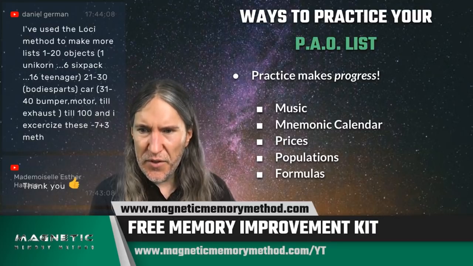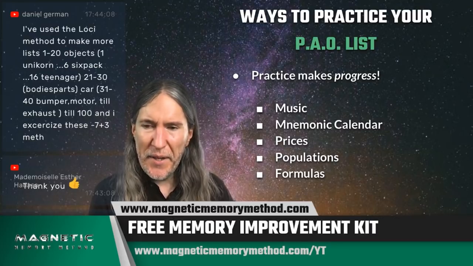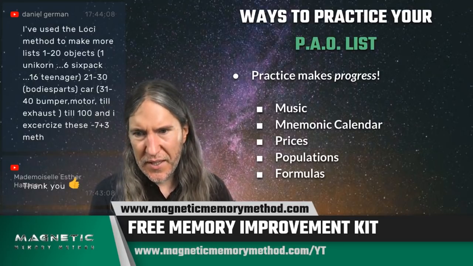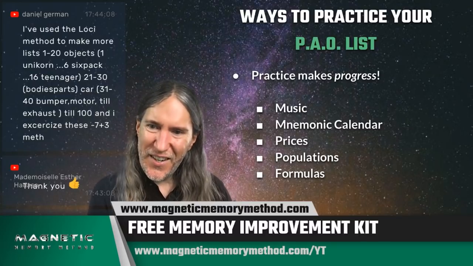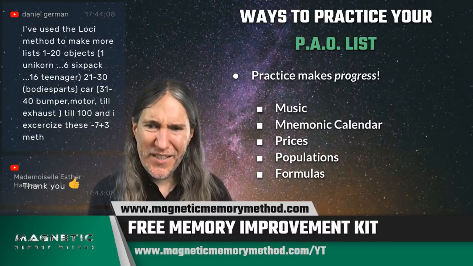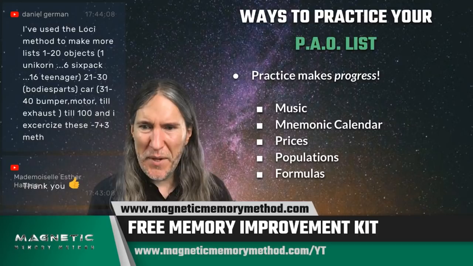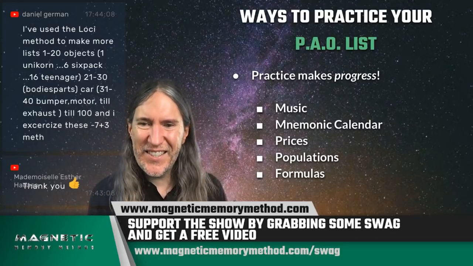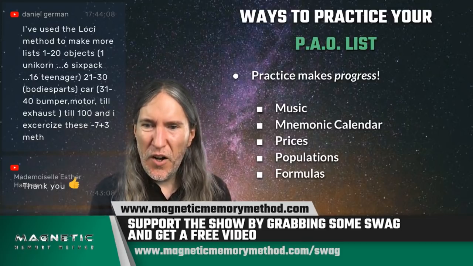And Daniel says, I've used the Loci method to make more lists: 1 to 20 objects, 1 unknown, 6 six-pack, 10 teenager, 21 to 30 body parts, car, 31 to 40 bumper, motor, tailpipe, exhaust, till 100, and I exercise these with the -3, +3 method. Amazing. I was just doing that exercise today, actually. And thank you, Daniel, for sharing all that.